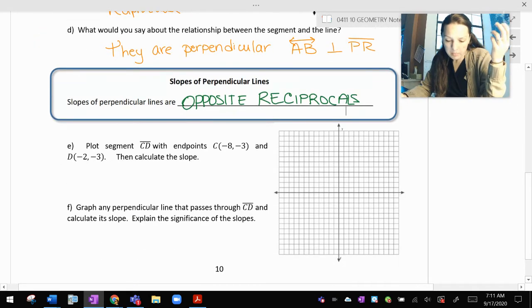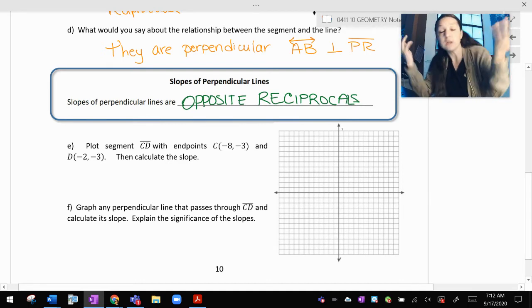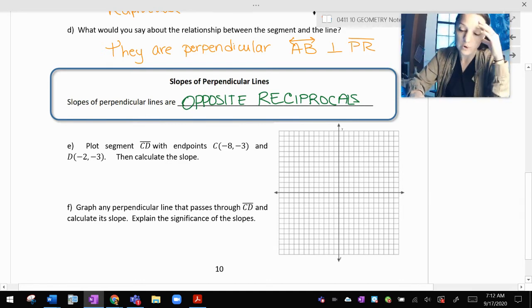All right, so now we're going to plot CD and calculate the slope, and then graph any perpendicular line that passes through CD and calculate its slope. Explain the significance. Okay, so I'm reading all of it first, and I'm thinking, well, they want me to plot a line, then they want me to make a perpendicular line. The only way we know how to create a perpendicular line is to find the first slope, find its opposite reciprocal, and then just make another one. So that's what we're going to do.